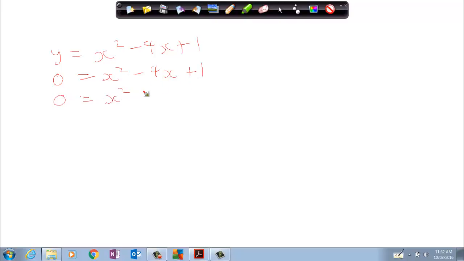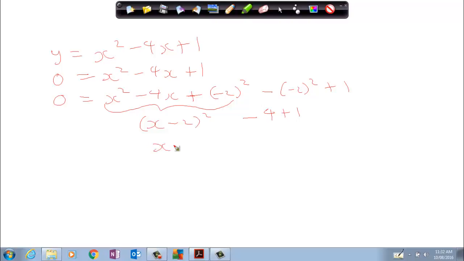So it's x squared minus 4x plus half the coefficient of x. Half of minus 4 is minus 2, so we add on half of that squared, and we take off half of that squared, and we still got a plus 1. All of that there will give you your perfect square, which is x minus 2 all squared. And these numbers, minus 4 plus 1, which is the same as x take 2 all squared minus 3.